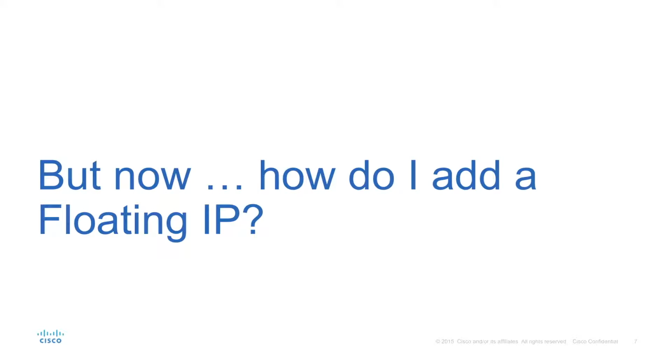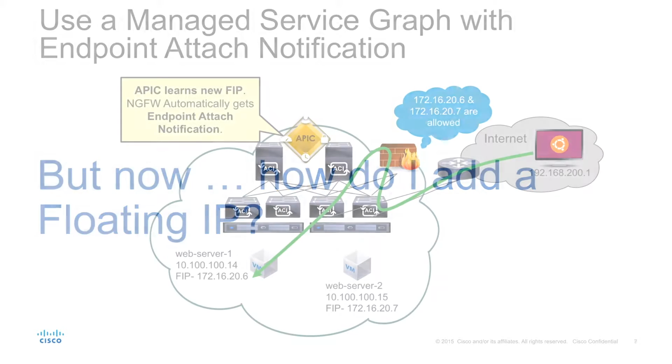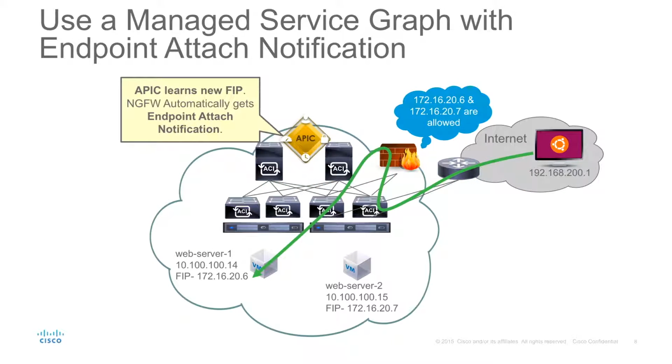But now, how do I add a floating IP? Floating IP is a concept in Neutron that enables you to assign a public routable IP address to a specific instance. Once again, we implement floating IP in a distributed way, and we perform the NAT between the floating IP and the instance at the hypervisor level. What we're going to do is leverage the endpoint attached notification of a managed service graph. Whereas the SNAT configuration that I mentioned before could have been handled with an unmanaged service graph, it's better to use a managed service graph to leverage endpoint attached notification.